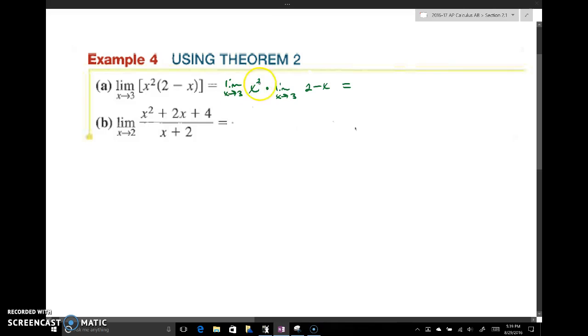the limit as x approaches 3 of 2 minus x. And let's see, what's that going to be? 9 and -1, so we'll end up getting -9 as our limit.